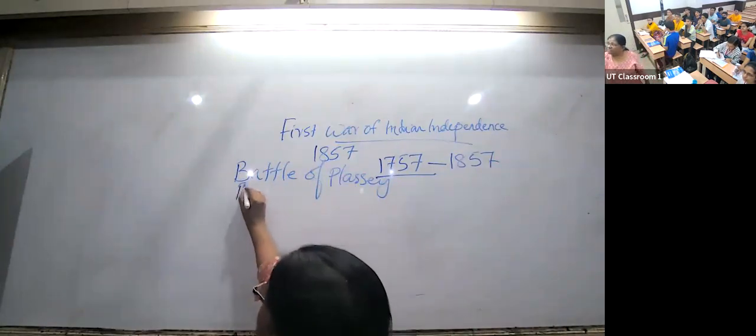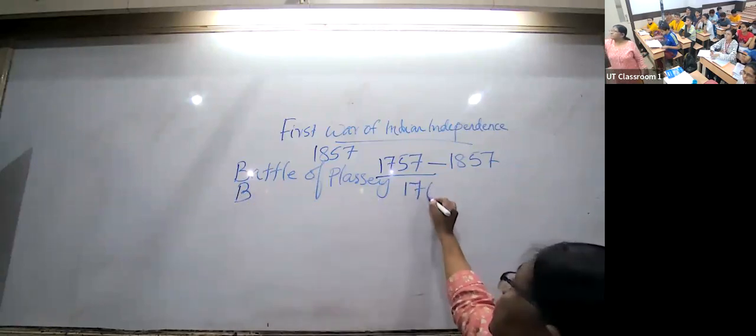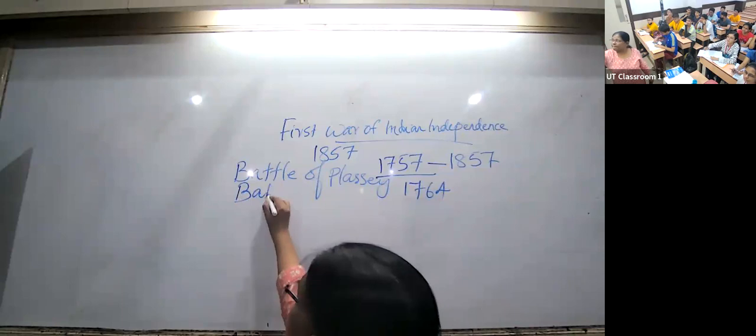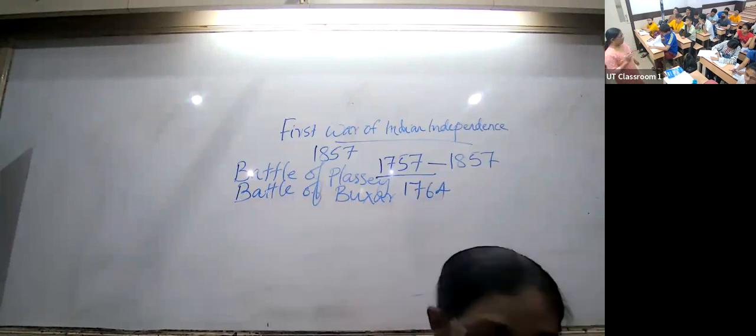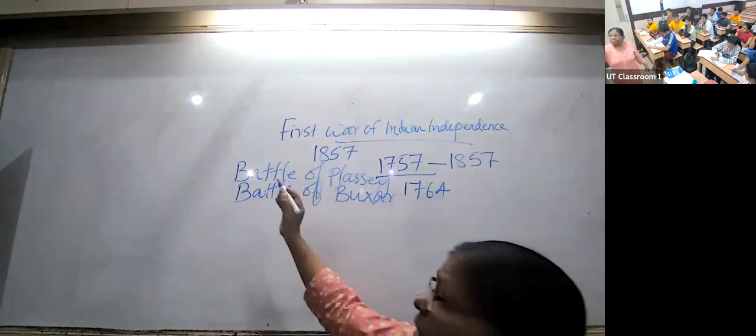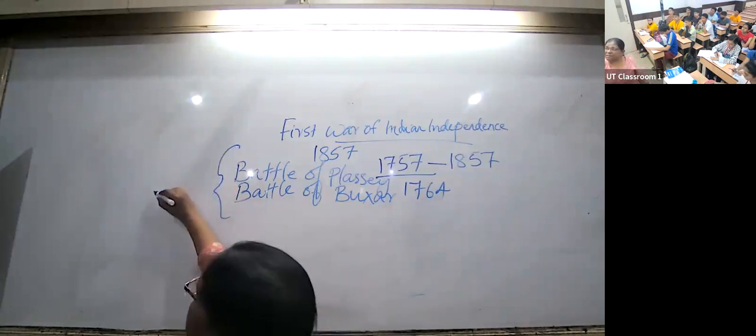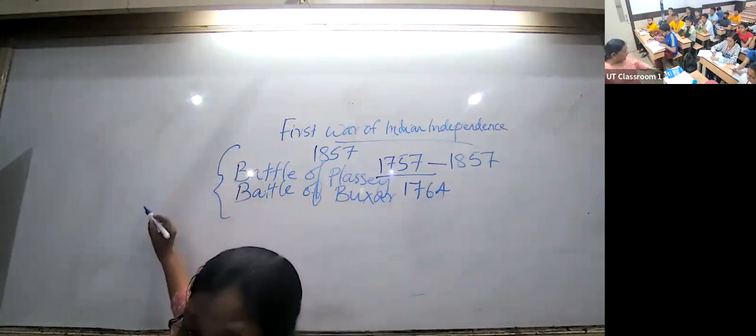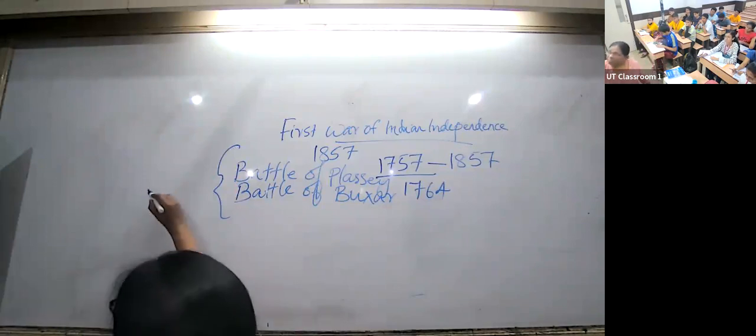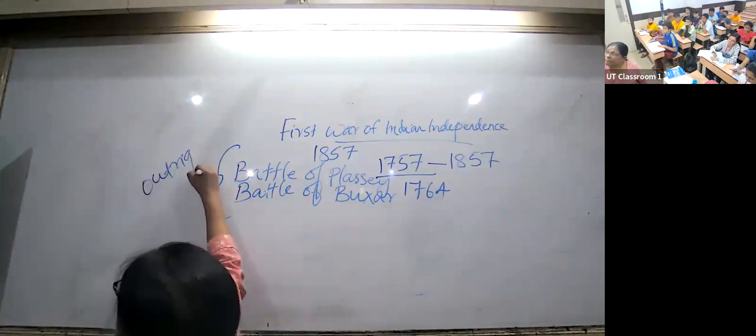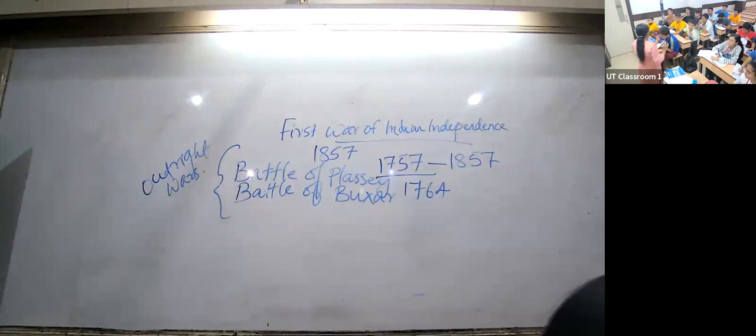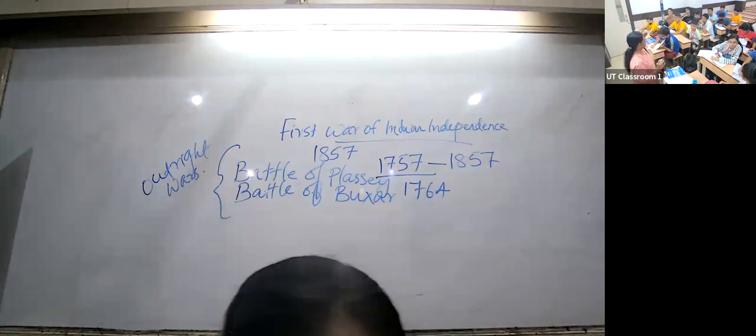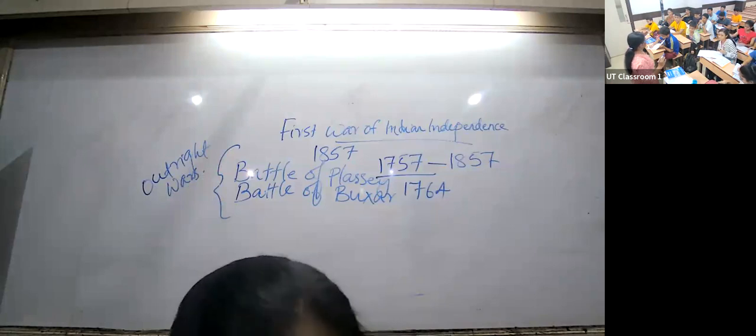So then next, 1764, Battle of Buxar. Okay. So this whole period, the period of conquest, is called the period of outright wars. First is the Battle of Plassey. Second, the Battle of Buxar. Now we are going to see some other battles from there.